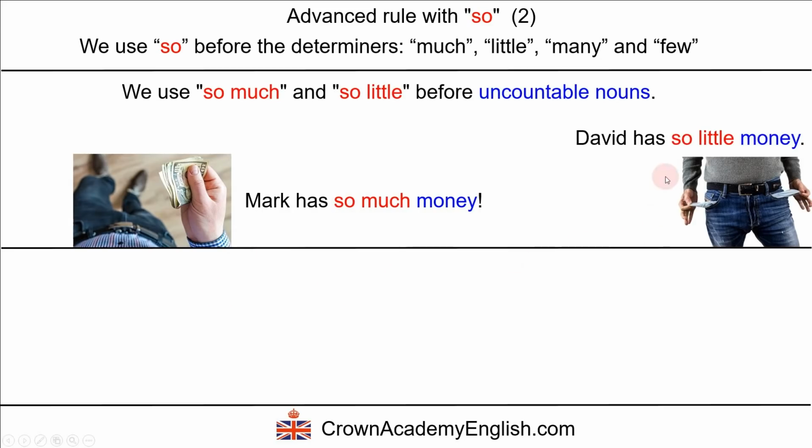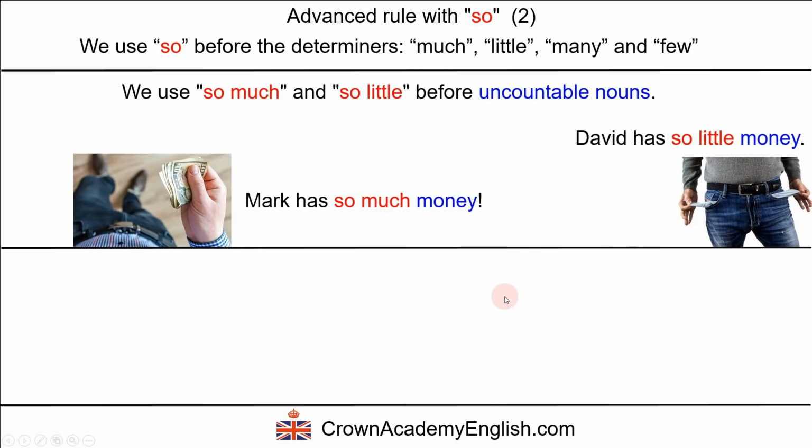And unfortunately, David, it's the opposite. David has so little money. So little money. Okay, in fact, it looks like he has no money at all. So little money. So little followed by an uncountable noun. And so much is also followed by an uncountable noun.